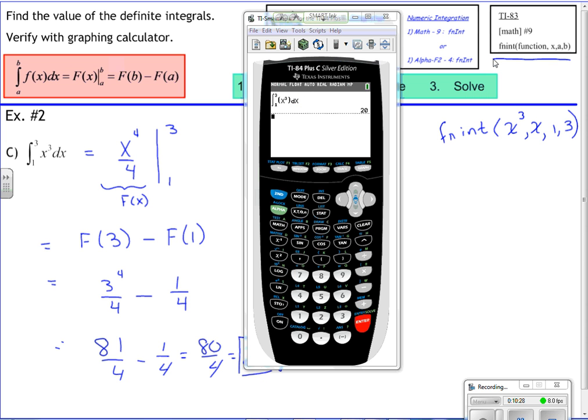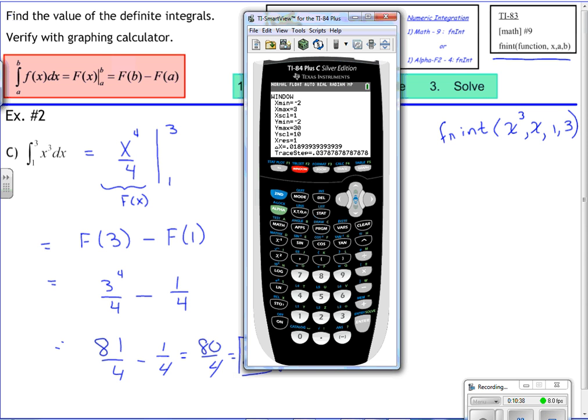Also, we can do this graphically like I mentioned. So if you go into your y equals key, load in the function x cubed. I worked with my window a little bit to get it just right. I went from -2 to +3 for my x values, counting by ones, and then my y values went from -2 to 30, counting by tens. That will give me a picture that looks like that, a good portion of that cubic function.